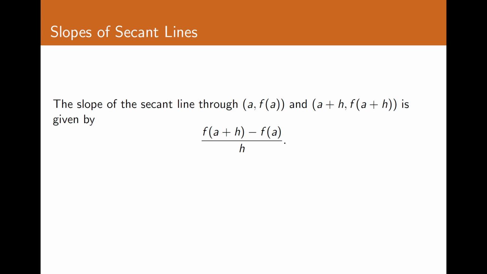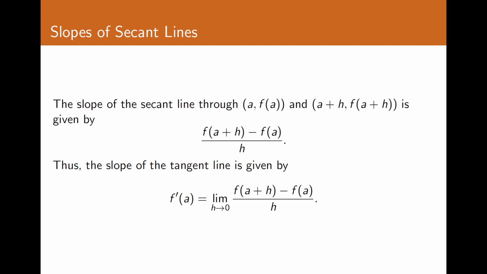So we see that as the h got smaller and smaller on the previous slide, the secant lines became better and better approximation for the tangent line. So that means if we let these h's get smaller and smaller, this should end up giving us the slope of the tangent line. And that's how we define the derivative. The limit as h goes to 0 of f of a plus h minus f of a over h.